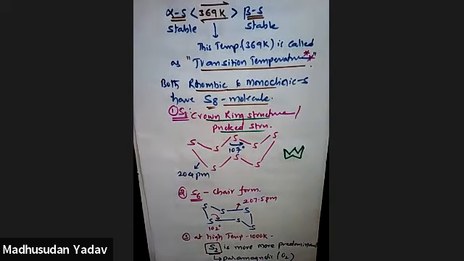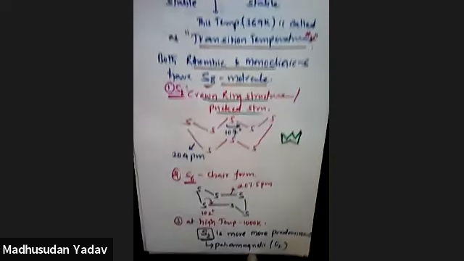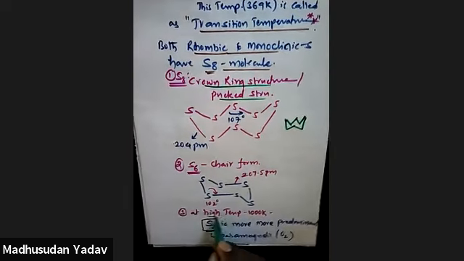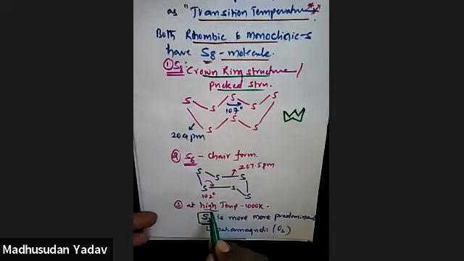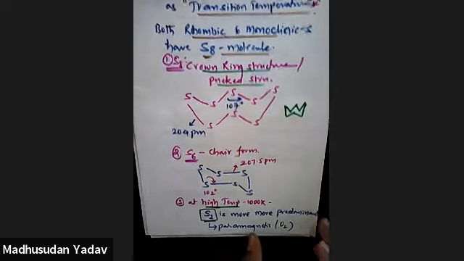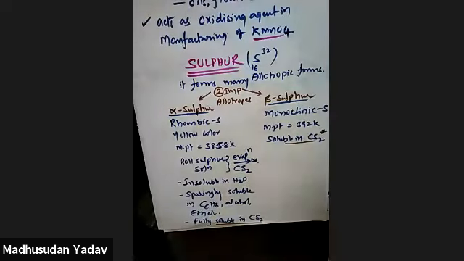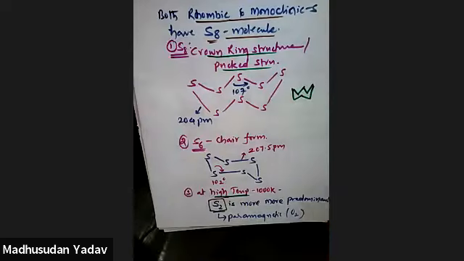It's a crown. And S6 exists as a chair form and at very high temperatures like 1000 kelvins. In sulfur, the S2 form is more predominant or more stable. It is paramagnetic like your oxygen. So this is about sulfur and its oxyacids. This 16th group is completed.